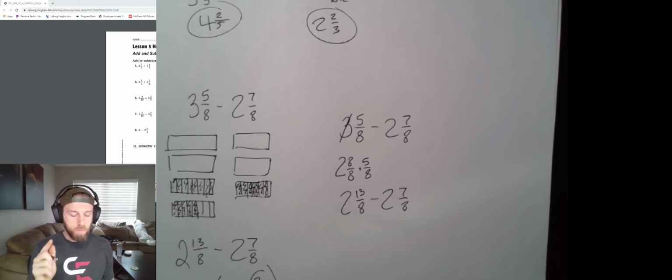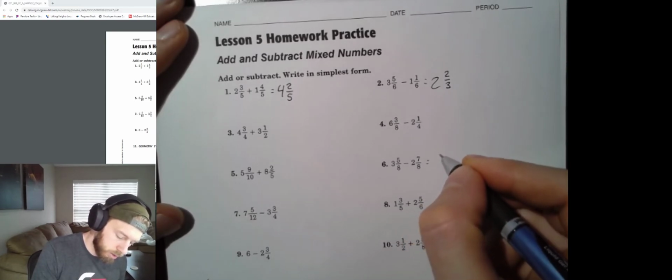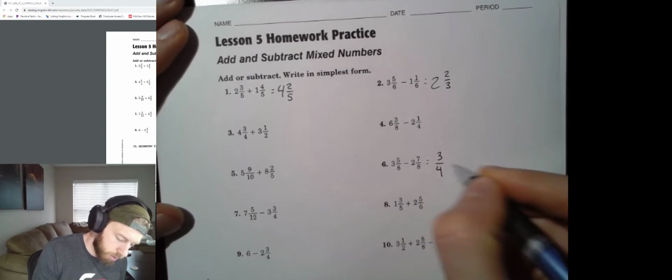Okay? Hopefully that helps. And our answer to number 6 was 3/4. Here's what I'm going to do. I want you guys to try one of those on your own. How about you guys try number 7 on your own right now. Pause the video. See if you can do that. 7 and 5/12 minus 3 and 3/4. See if you can do that one on your own. And then unpause the video and see if you got it right.